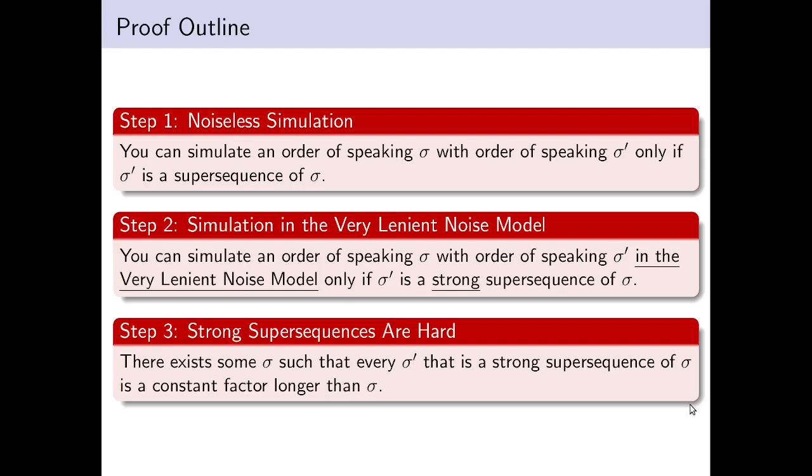You can easily solve it in the noiseless setting using order of speaking sigma, as described. However, if you want to then have error-resilient simulation of that protocol in the very lenient noise model, you will require a strong supersequence of that sigma. But by step 3, all strong supersequences are at least a constant factor longer than it. Thus, all protocols which simulate that protocol in the very lenient noise model are at least a constant factor longer, which therefore proves a bound on the rate away from 1. And that sort of concludes the proof.